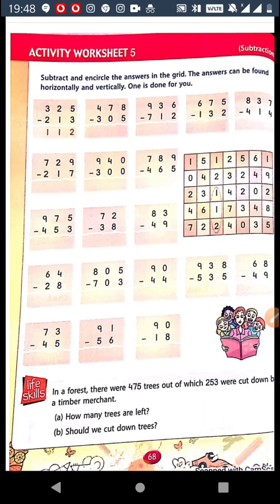With this, children, we have completed lesson number 3, that is subtraction. Okay, and I hope it is clear to all of you. I will solve the exercises and post the solved exercises in Snap homework.